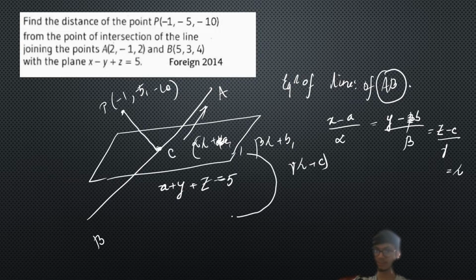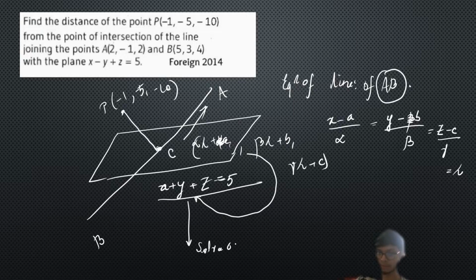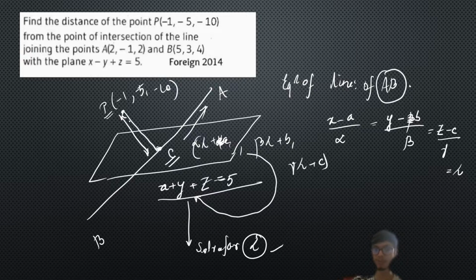Since this particular point lies on the line and the plane, I just put the value of the general point of the line into this equation of the plane, and solve for the value of lambda. Once I get lambda, I can definitely find our point C, and once I get point C, I can find the distance by using the distance formula. As simple as that, right? So one more homework problem for all of you. You have 3 more homework problems for today's class, so make sure you solve these problems and come up with them in the class.